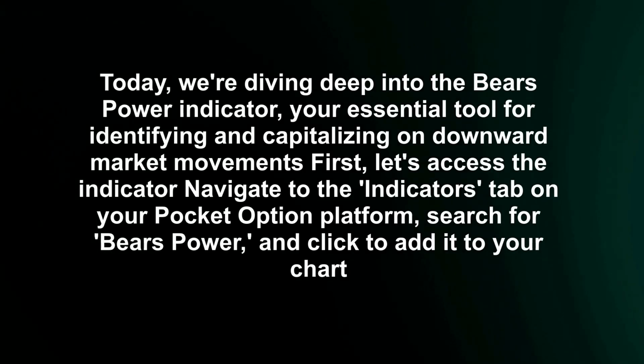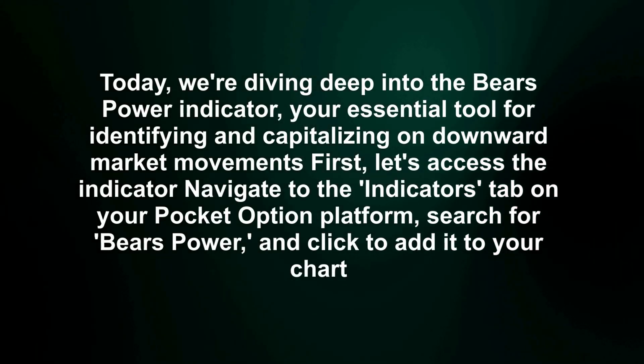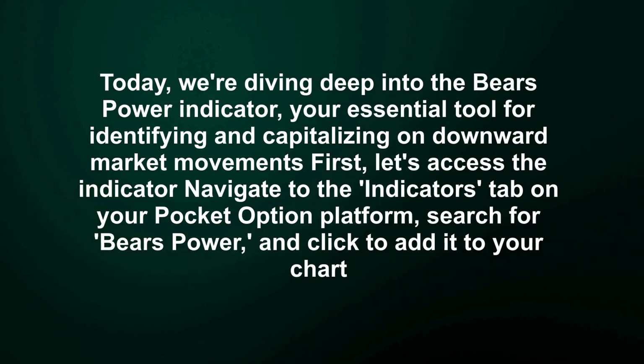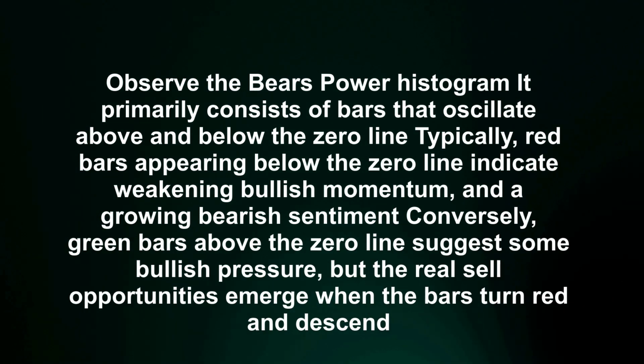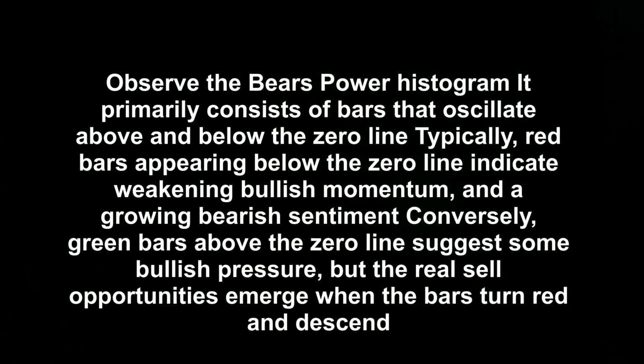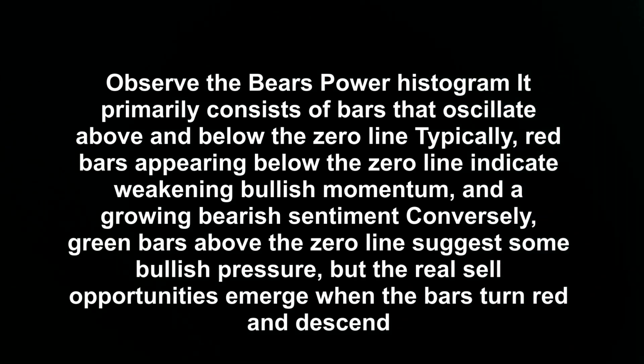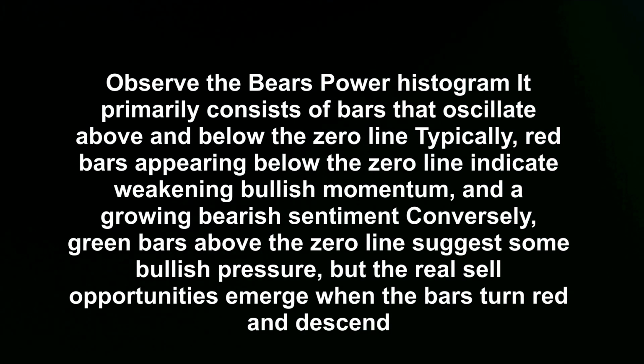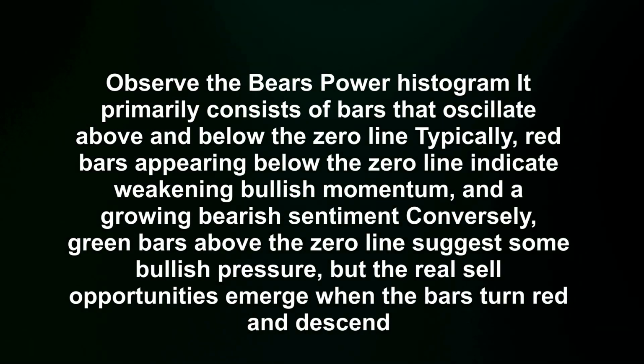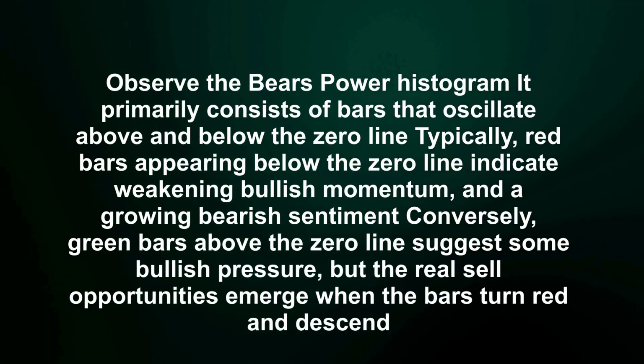Navigate to the Indicators tab on your Pocket Option platform, search for Bear's Power, and click to add it to your chart. Observe the Bear's Power histogram. It primarily consists of bars that oscillate above and below the zero line. Typically, red bars appearing below the zero line indicate weakening bullish momentum and a growing bearish sentiment.